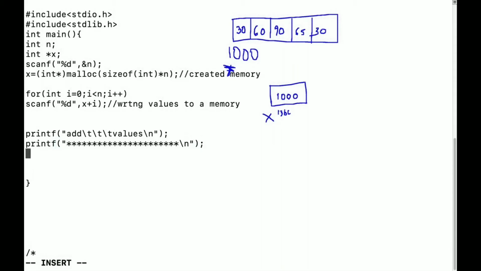Later on, I want to print this address, right? I'll tell it printf. What is the format for address? I'll tell it %p, then \t\t\t. What is the format specifier for values? It is nothing but %d. After each line, I'll tell it \n. I'll close this. How do you get the address? You get the address by x plus i, the same as you send for the scanf. For scanf, you are sending the address. That is x plus i.